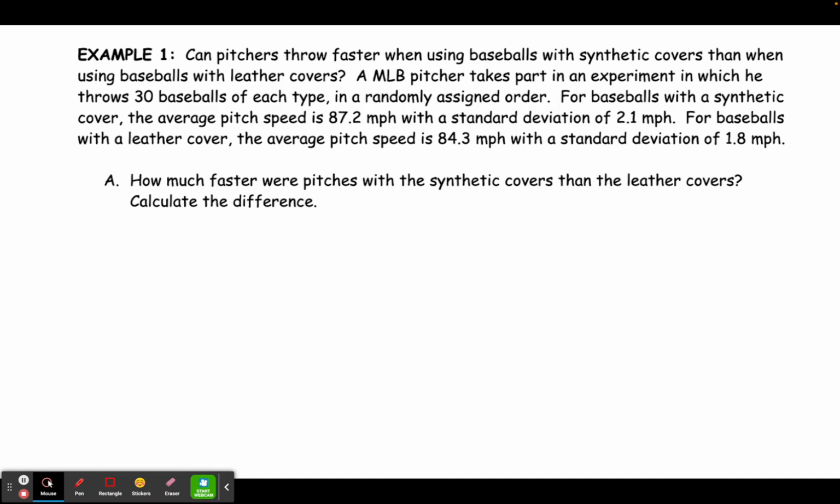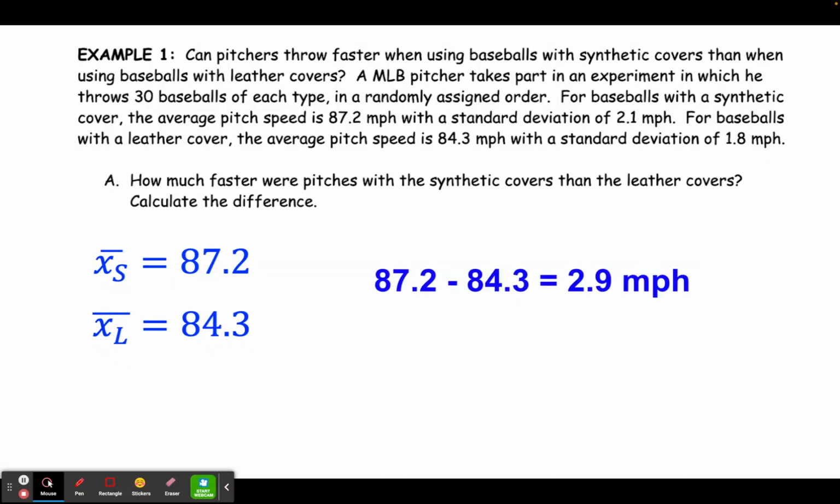For baseballs with a leather cover, the average pitch speed is 84.3 miles per hour with a standard deviation of 1.8 miles per hour. Question A is asking how much faster were pitches with the synthetic covers than with leather covers. So we're going to calculate a difference. Just to reinforce the symbol notation, I'm going to do X bar sub S, that is synthetic. X bar is the mean, so the mean for the synthetic pitches was 87.2 miles per hour. The mean for the leather covered balls was 84.3 miles per hour. And so the difference there is 2.9 miles per hour.